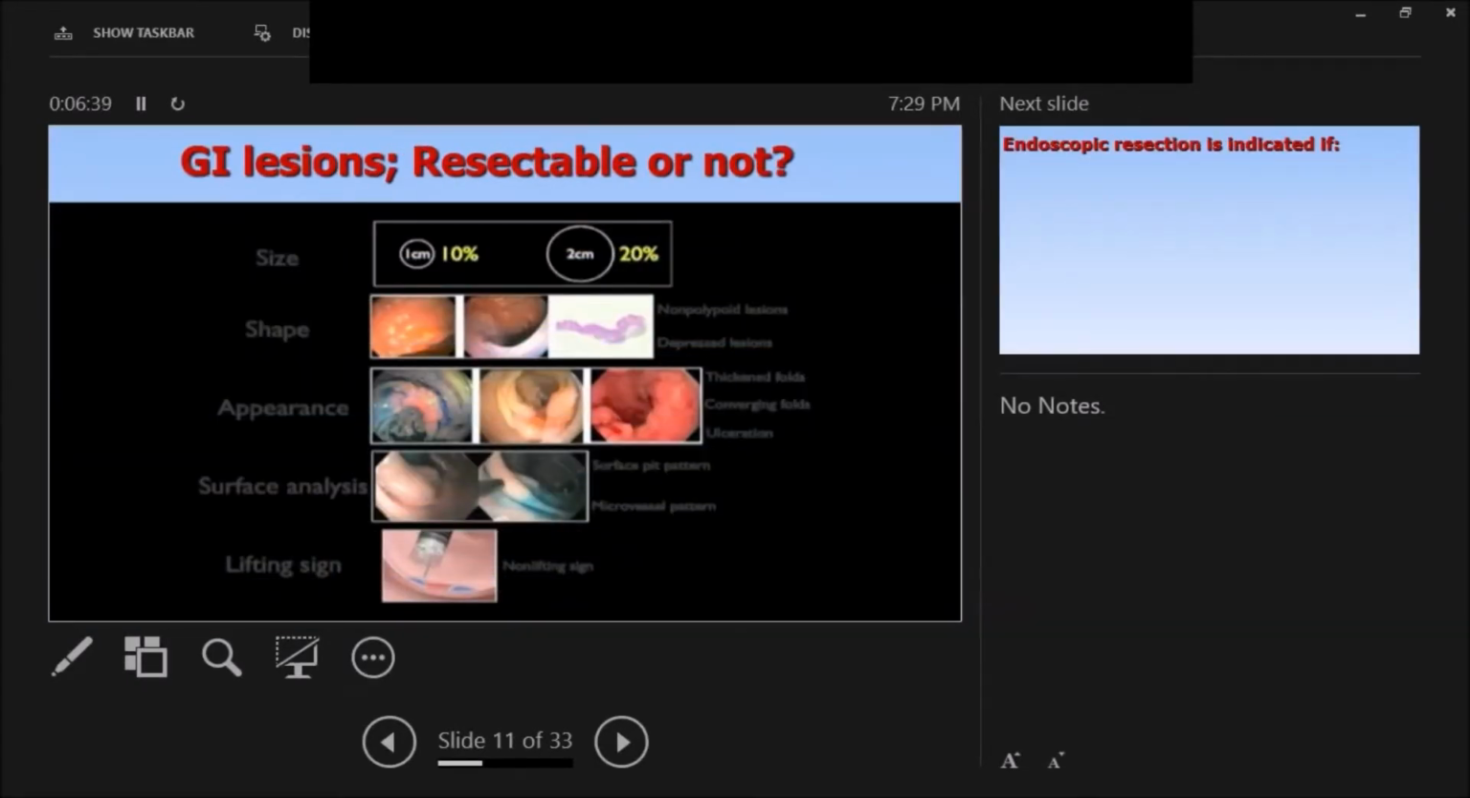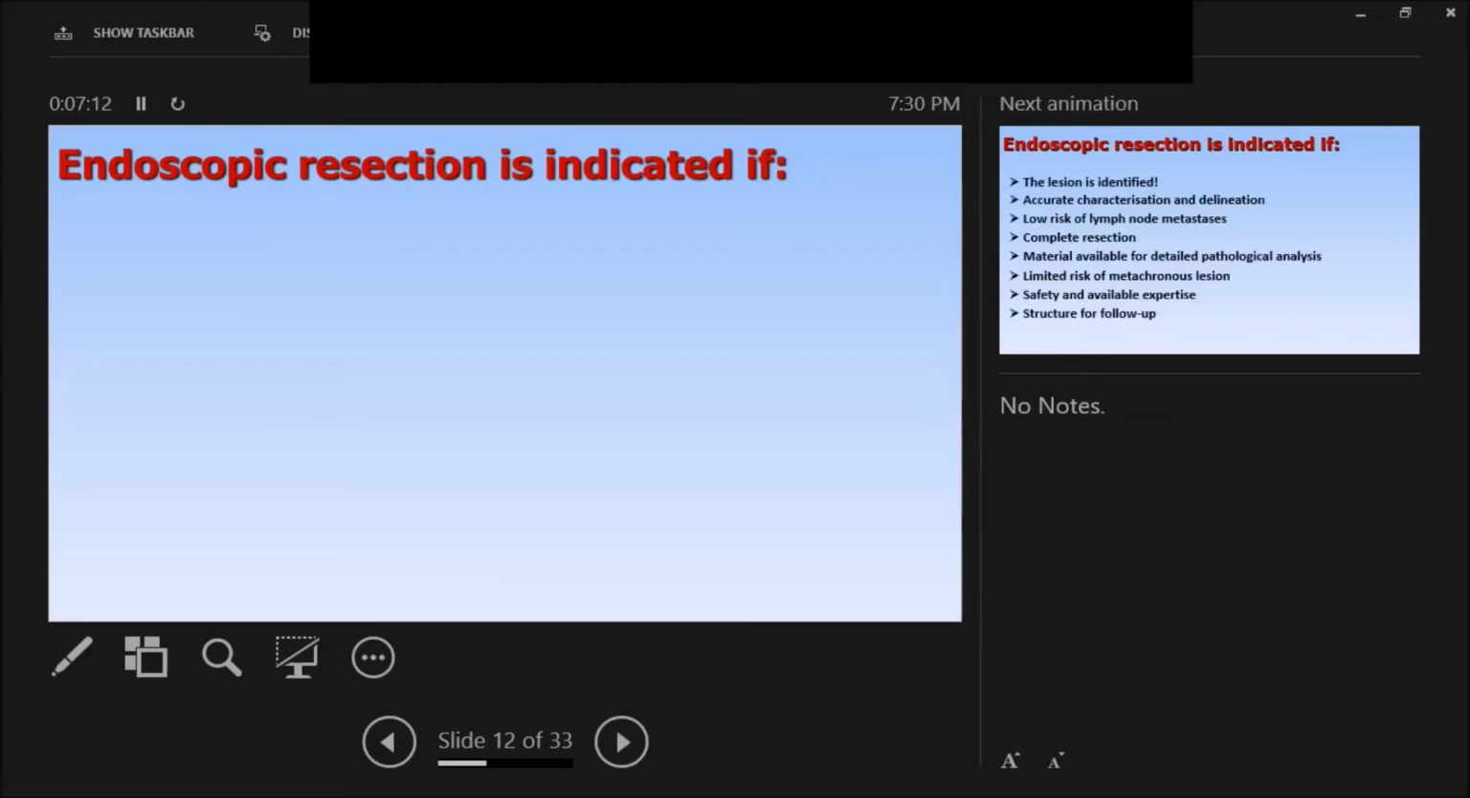A GI lesion is resectable or not according to many criteria. According to size: 1 centimeter, 2 centimeters or more. Shape: non-polypoidal lesions, the flat lesion is more difficult to remove. The appearance: thickened fold, converging fold or ulceration carries a high probability of malignant transformation. Also, surface analysis and Kudo classification. Lifting sign is actually one of the crucial signs of endoscopic mucosal resection. When the lesion doesn't lift, don't remove.